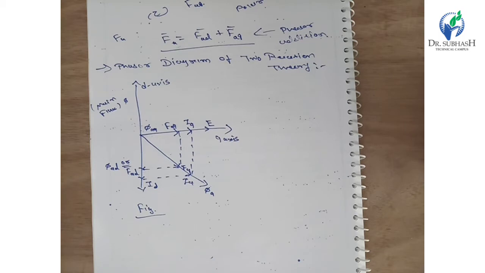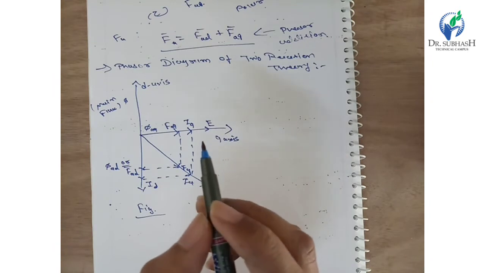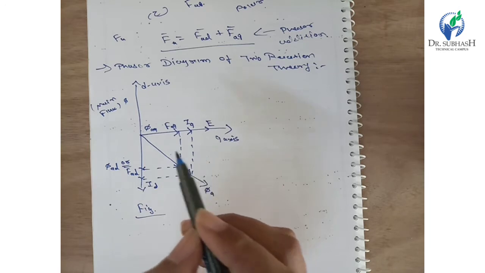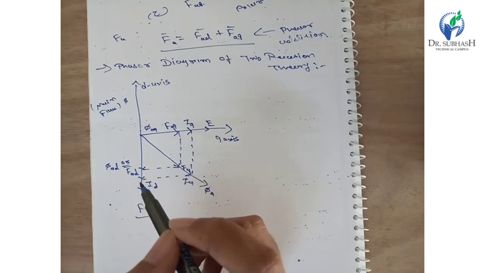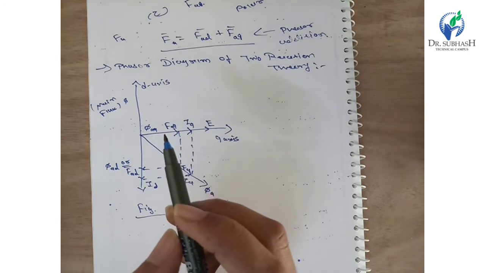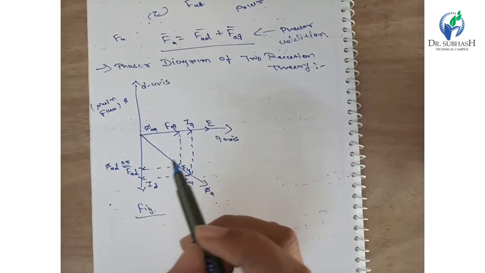The armature current, with the symbol I suffix A, flows through the winding, lagging behind the EMF E by some angle. This armature current IA produces the armature flux, and hence the armature MMF F suffix A. So the armature MMF is in phase with the armature current.